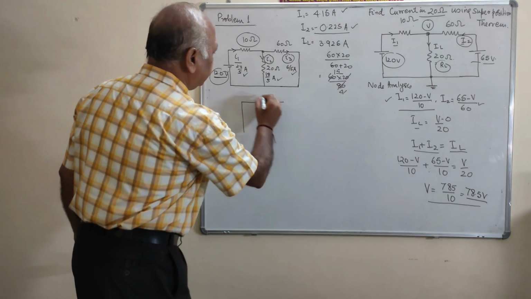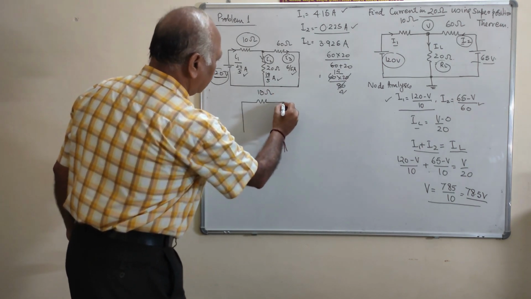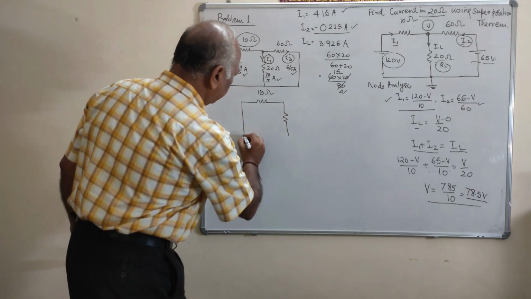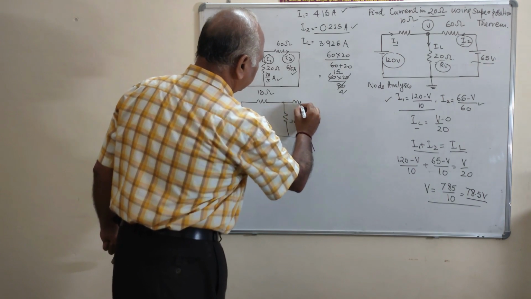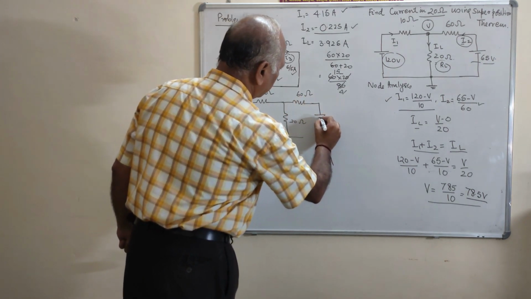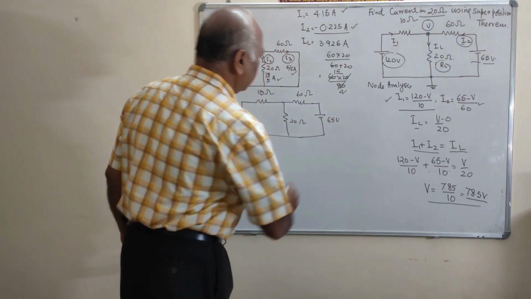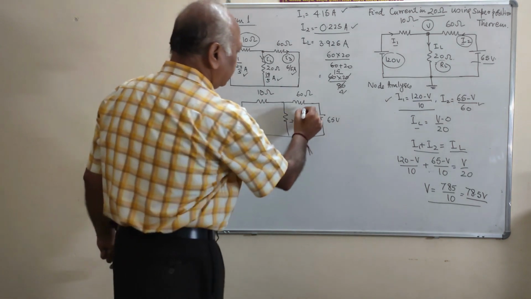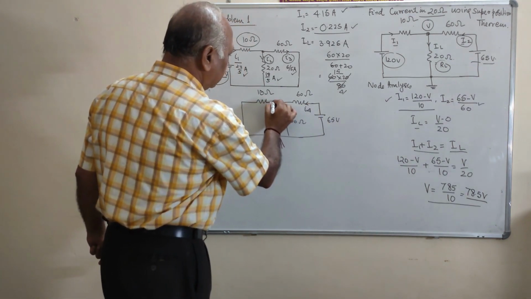Now this is the resistance of 10 ohm. This is 20 ohm, 20 ohm. This is 60 ohm, 60 ohm, and here the source is 65 volt. Now see, say this is I4. Now it is divided into two parts.